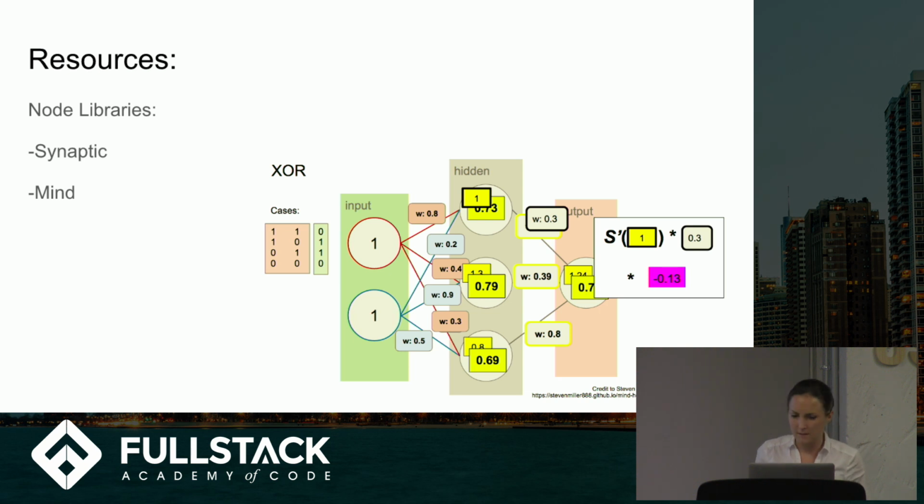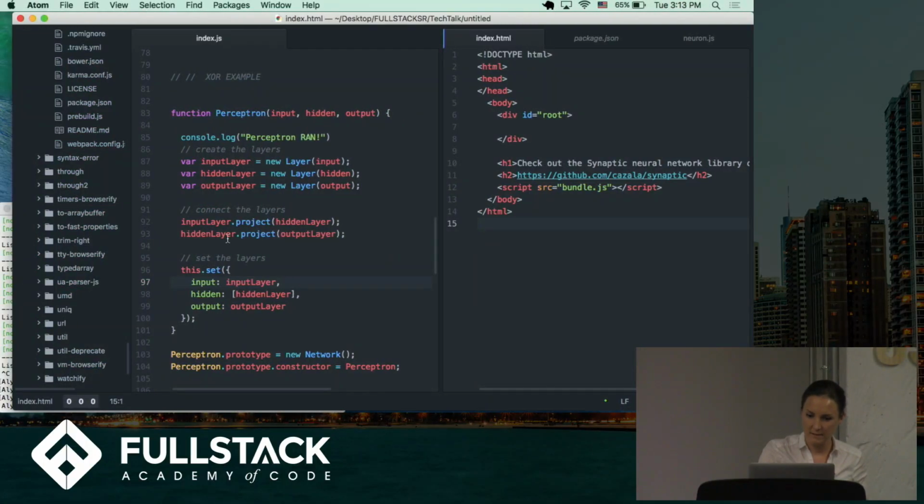So I'm not sure how much time I have left here, but some resources that are really great if you are interested in neural networks and even trying one out, possibly. There are some node libraries that allow you to mess around with a neural network. And I can show you one of them really quick and do basically what we just did with a diagram.